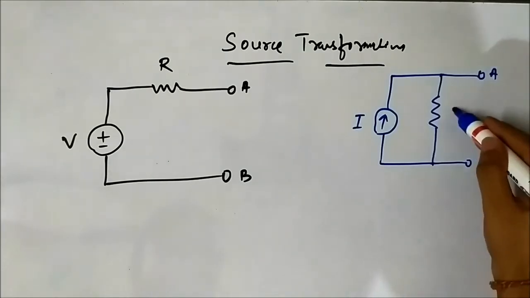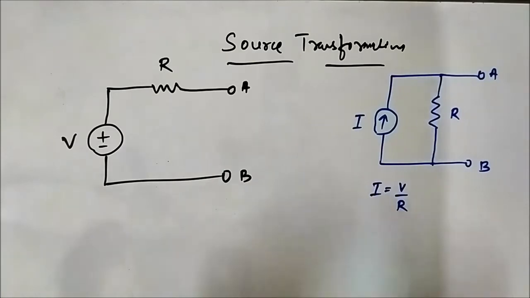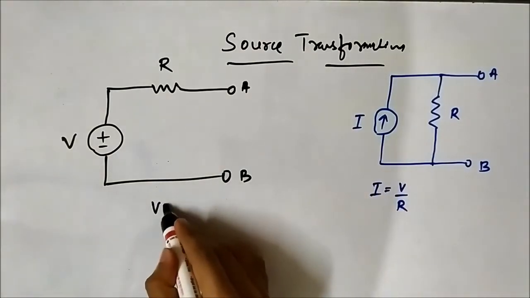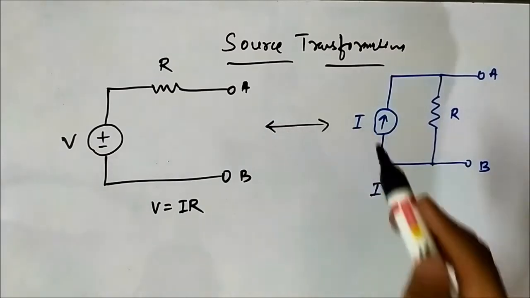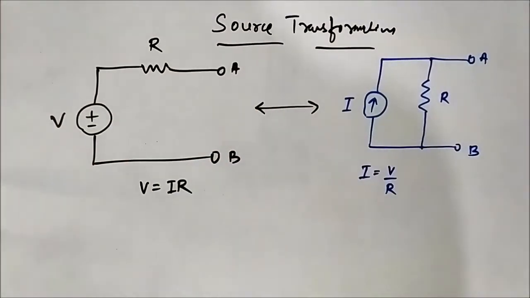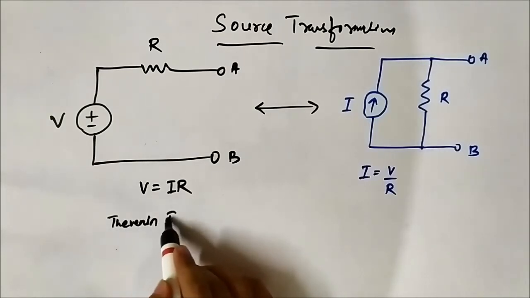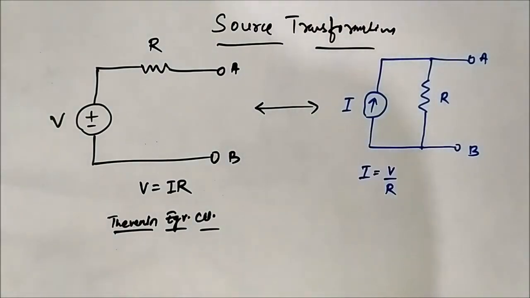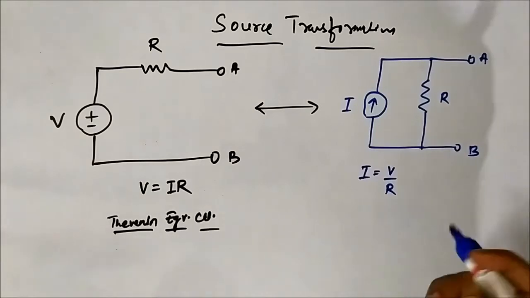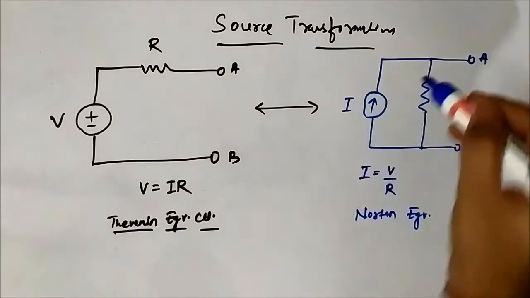Okay, here I is equal to V by R, and V is equal to IR. Now if you look at both the circuits closely, you will find that this is the format of representation of the Thevenin equivalent circuit, a voltage source, Thevenin voltage, in series with Thevenin resistance. And if you look closely, this is the format of representation of a Norton equivalent circuit, the Norton current and the Norton resistance.